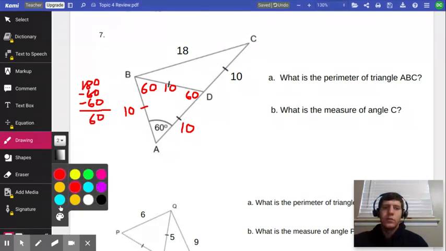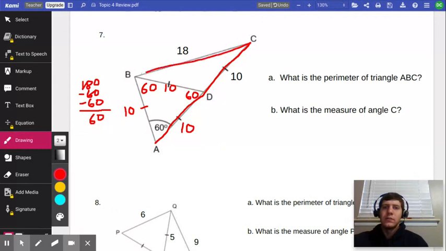Okay, and then if we're finding the perimeter here, we're going to do 10 plus 10 is 20 plus 18, which is 38, plus 10 is going to be 48. So your perimeter is going to be 10 plus 10 plus 18 plus 10, which is going to give you 48. Right, 10 plus 10 plus 18 plus 10. Right, this 10 is not part of your perimeter.